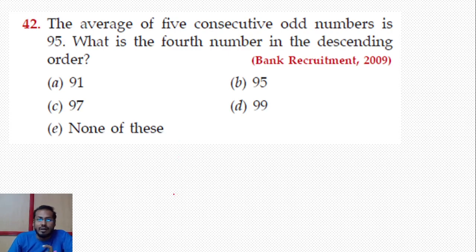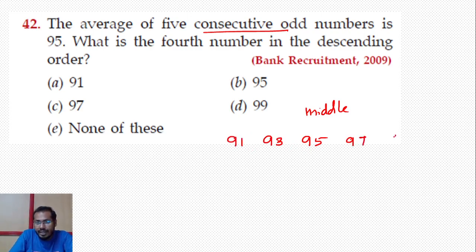Second question. The average of 5 consecutive odd numbers is 95. What is the fourth number in the descending order? So the average is 95, with 5 consecutive odd numbers. This is the average, the middle number. Which number is the middle number? The third number. So on this side there will be 2 numbers: 93, because it is odd consecutive, and 91. Here it will be 97 and 99. So 95 is the average.